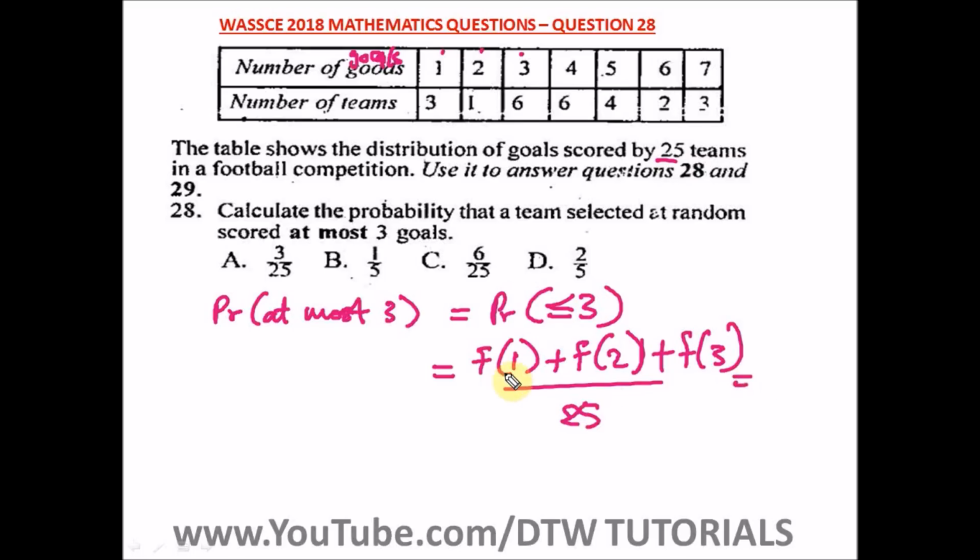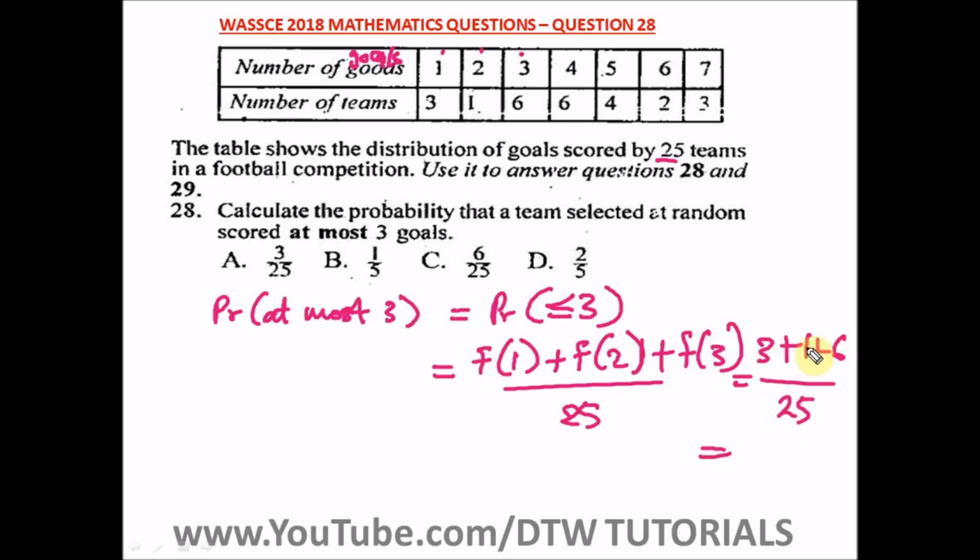So here we have f1, the frequency of the teams that scored just 1 goal. How many are they? They are 3 plus the number of teams that scored 2 goals. How many of them are in the team that scored just 1? Plus the ones that scored 6 goals, how many of them? They are 6. So we have this plus this over 25.